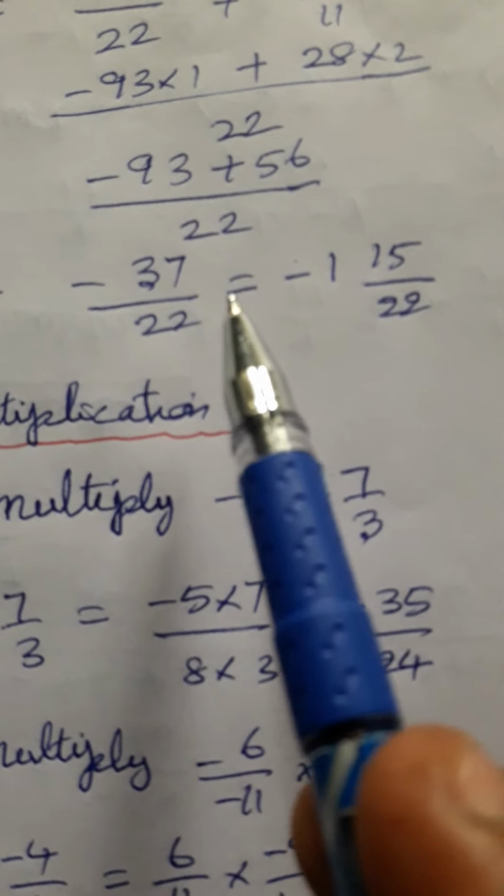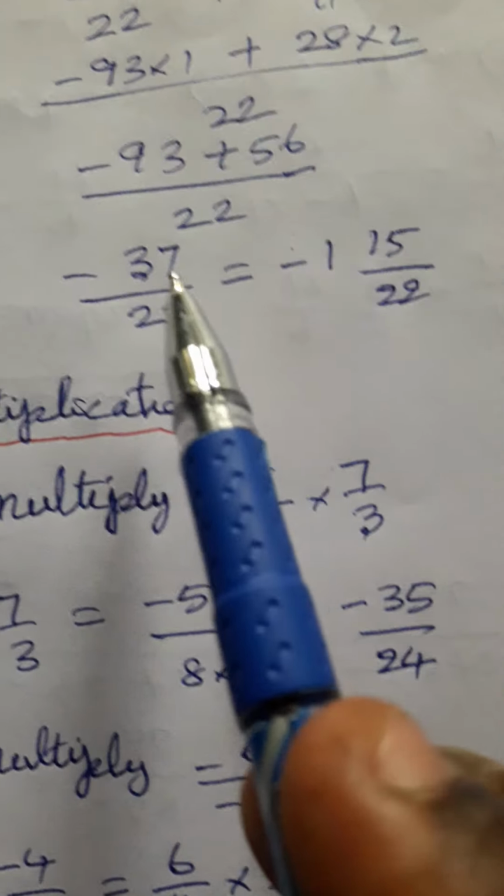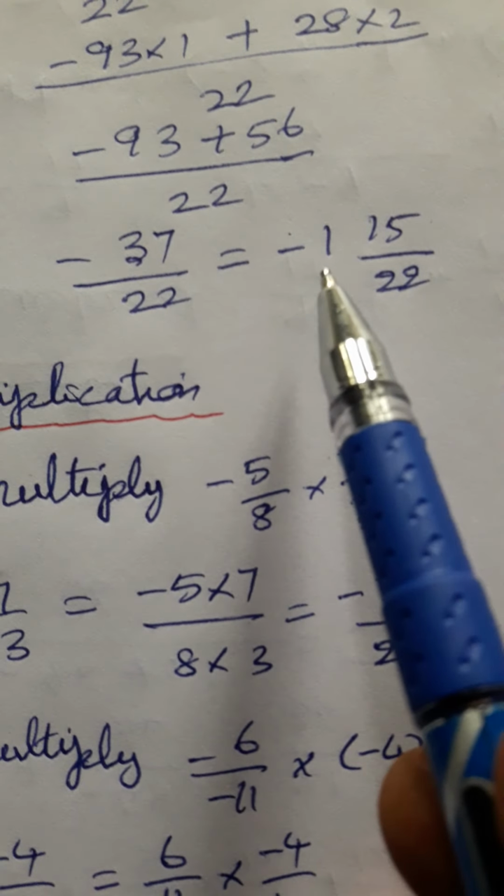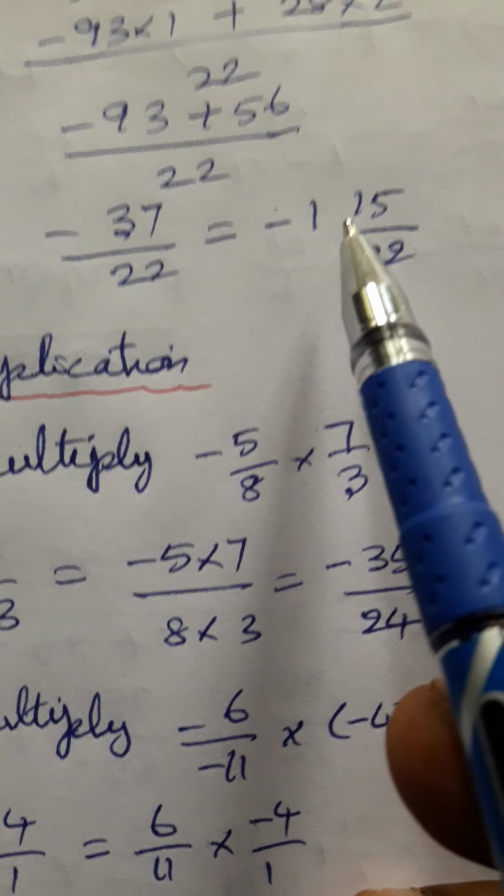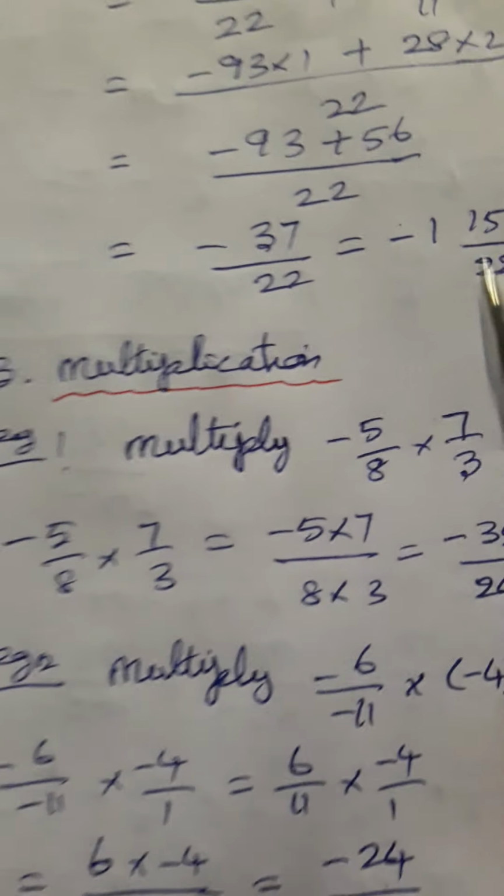Convert into mixed fraction. 22 ones are 22, remaining 15. So minus 1 into 15 by 22 is the answer.